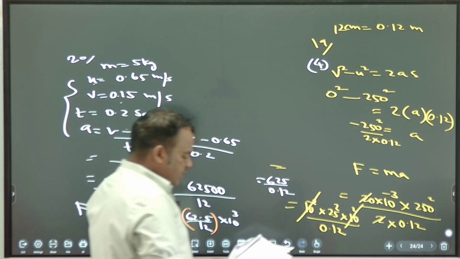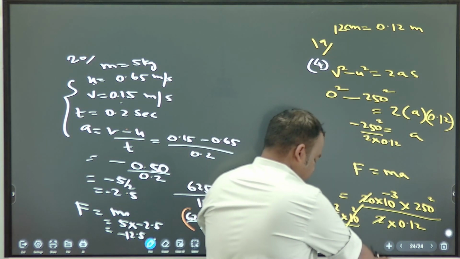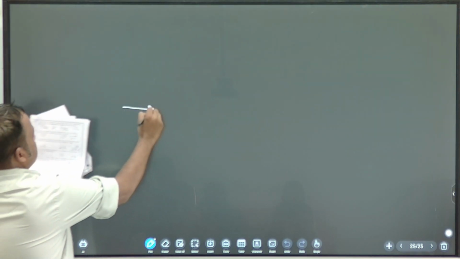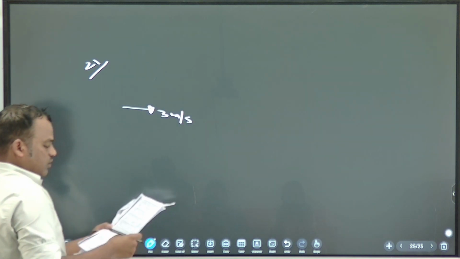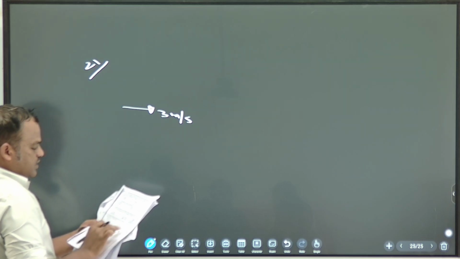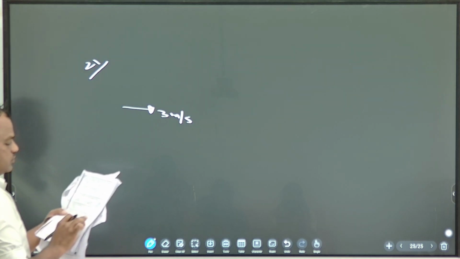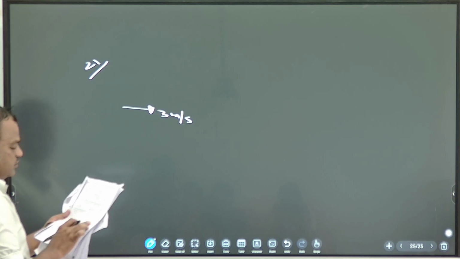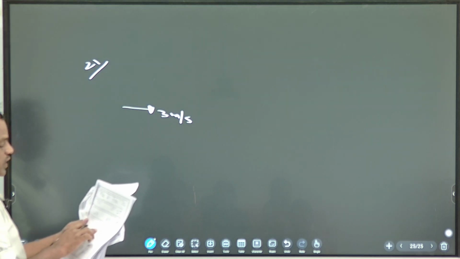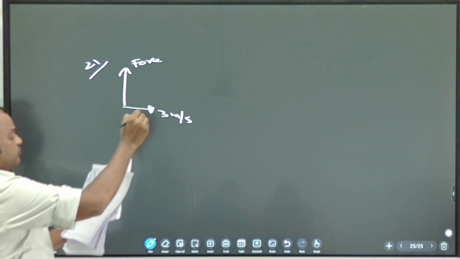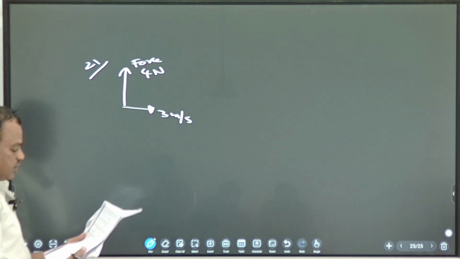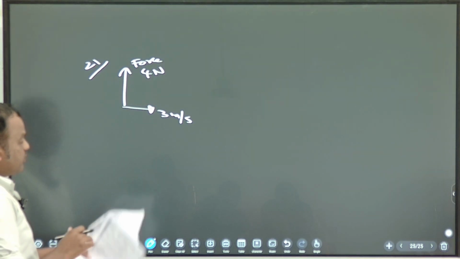Body of mass 2 kg, initial velocity 3 meter per second along OE. I think they are talking east and north. The diagram is not there. Subjected to force of 4 Newton in direction perpendicular to OE. Okay, this is the force. How much is force? 4 Newton. Distance of the body from O after 4 seconds.